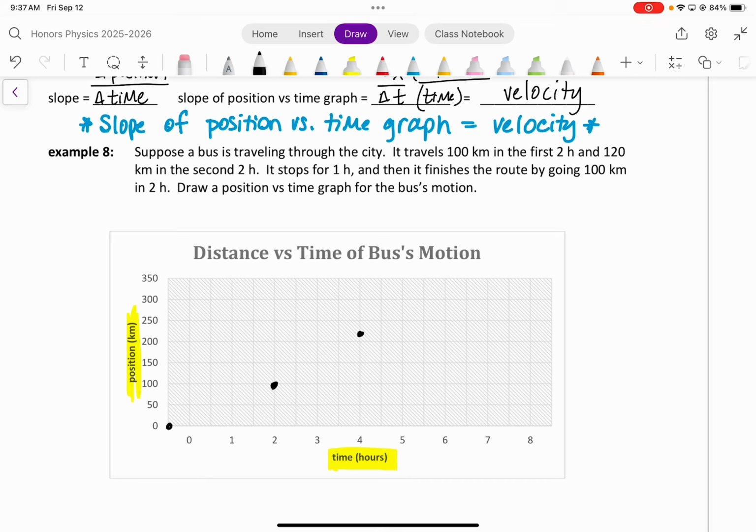It stops for 1 hour. So that means that at time 5 hours, it is still at the same position. And then it finishes the route by going 100 kilometers in 2 hours. So we go forward in time to time equals 7 hours, and we're going to add another 100 kilometers. So we go from 220 kilometers to 320 kilometers at hour 7.